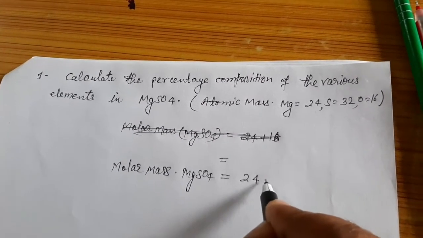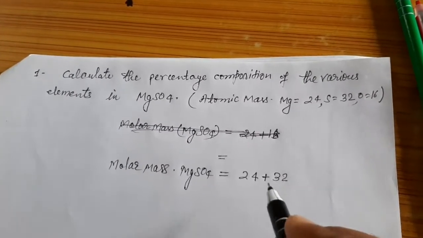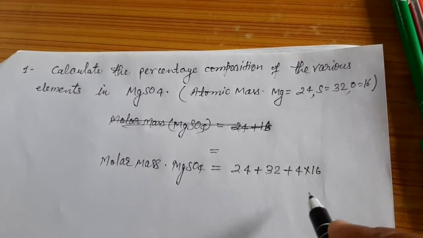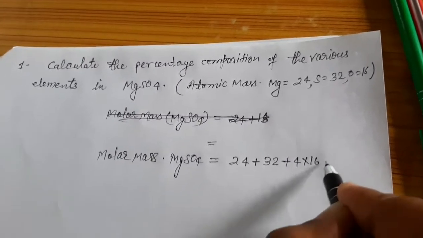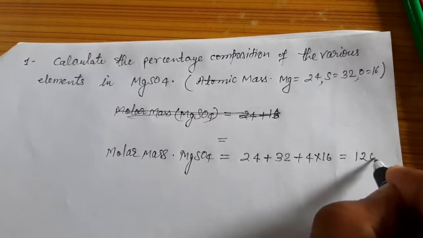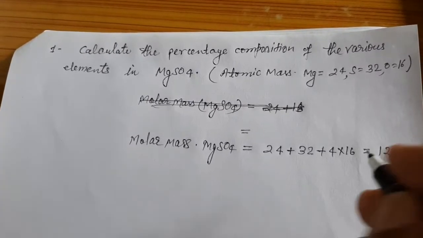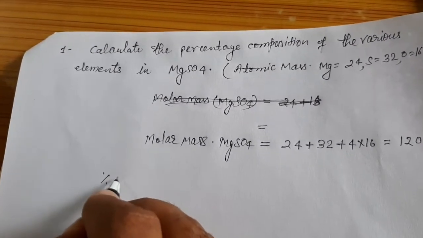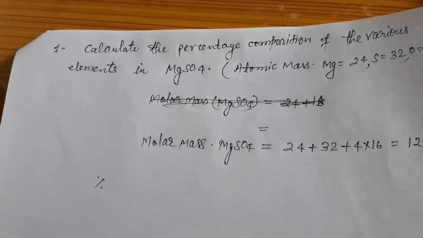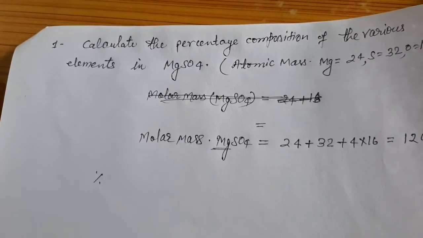24, means molar mass of magnesium, plus 32 molar mass of the sulfur, plus 4 into 16, it is the molar mass of the oxygen, and it will be total equal to 120. So for this, as we know that the percentage equals the mass of the element divided by the molar mass. So let us start from the first composition of Mg.